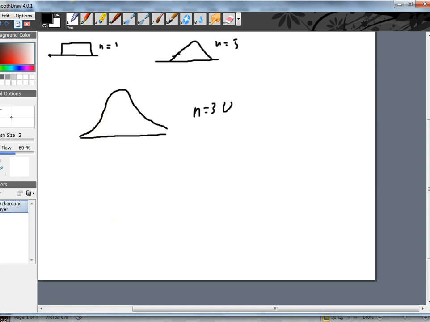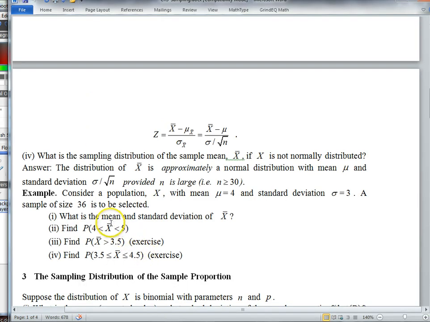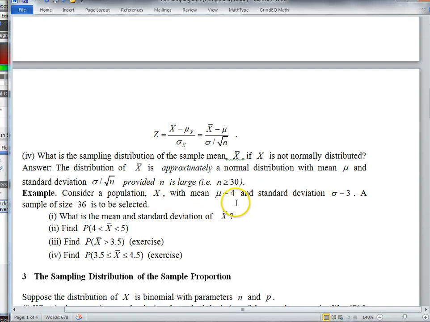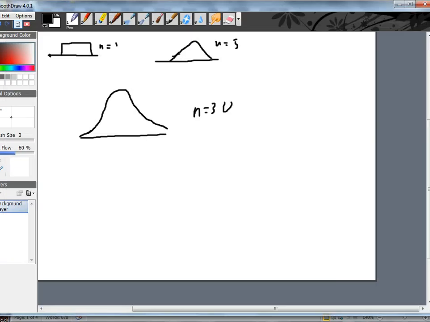Okay, now let's do an example here. Suppose you have a population with mean mu equal 4 and standard deviation 3, and I pick a sample of 36. So what will be the mean and standard deviation of x bar? And I want to do the second part also. What's the probability of x bar between 4 and 5? I want to leave those for you as an exercise. Let's see. So we have, let's summarize: n is 36, mu is 4, sigma is 3.